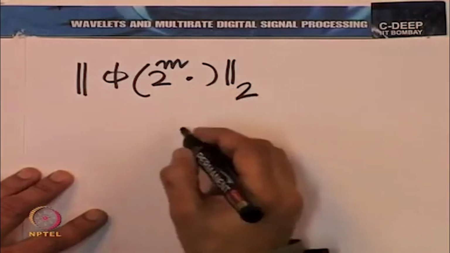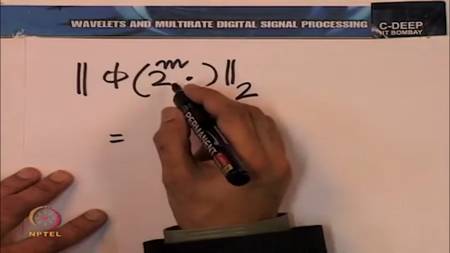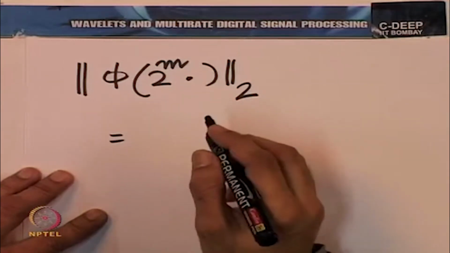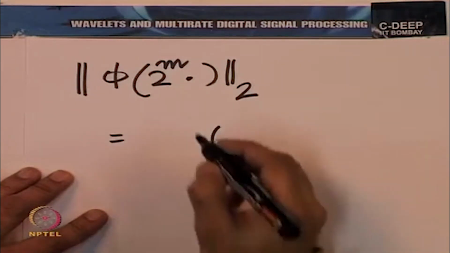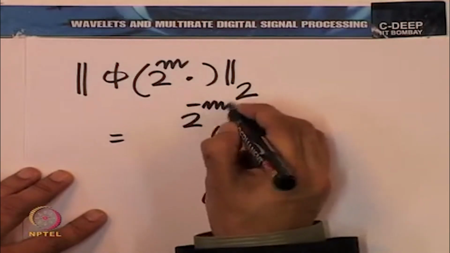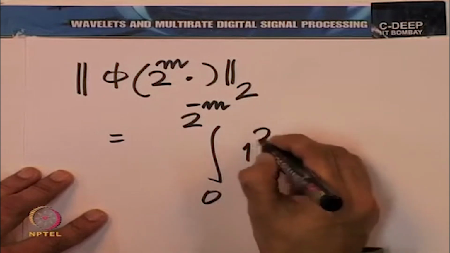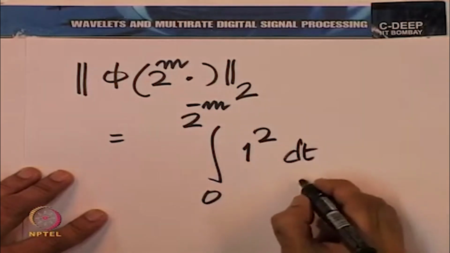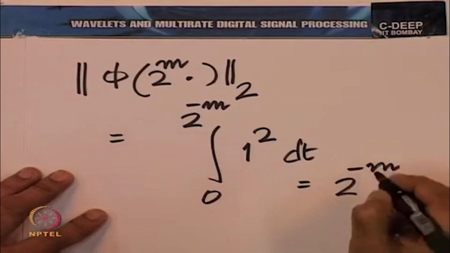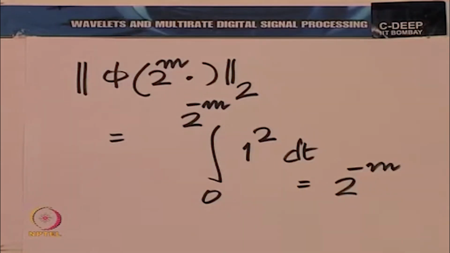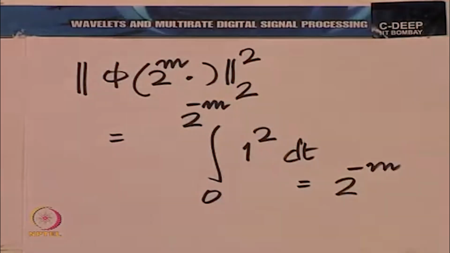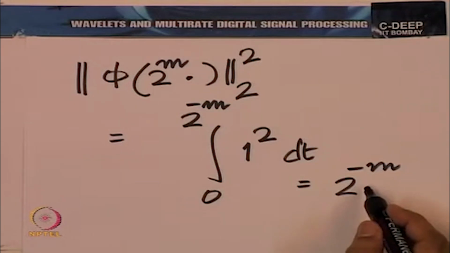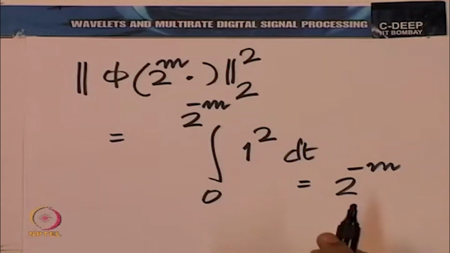The norm of this is essentially the integral. Now, when you go over phi 2 raised to the power of m dot, you are talking about 0 to 2 raised to the power minus m here, 1 squared dt, and that is obviously 2 raised to the power minus m. And therefore, if you want to make this unit norm, then you must divide by, this is of course the square of the norm, so you must divide the function by the square root of this.